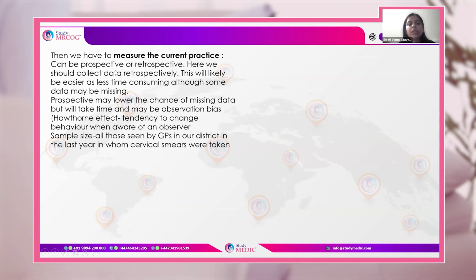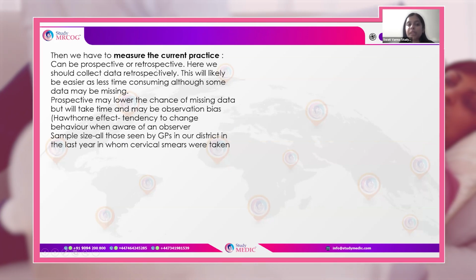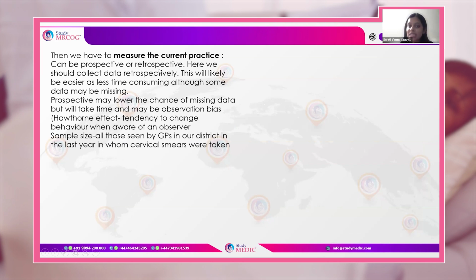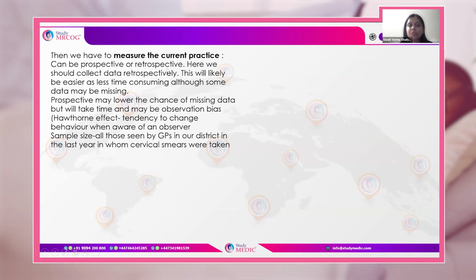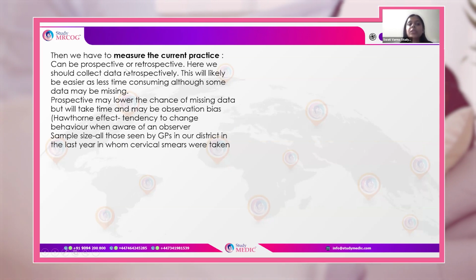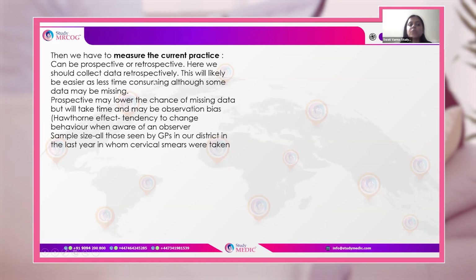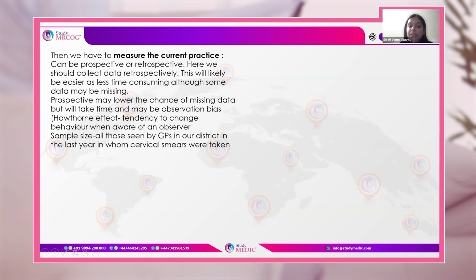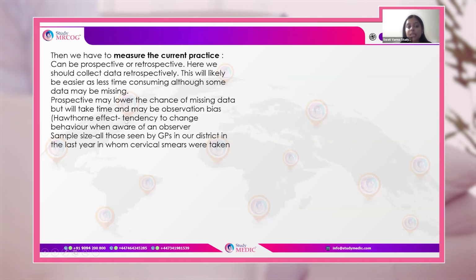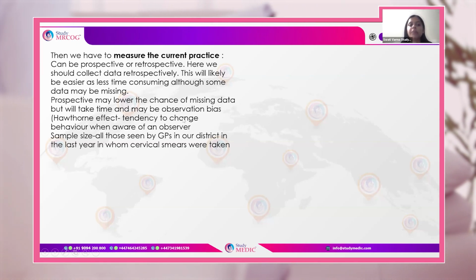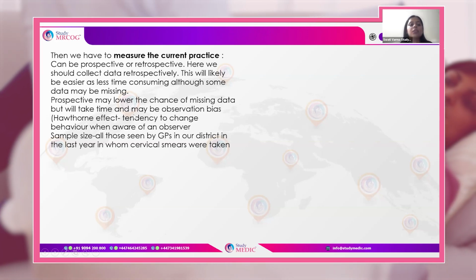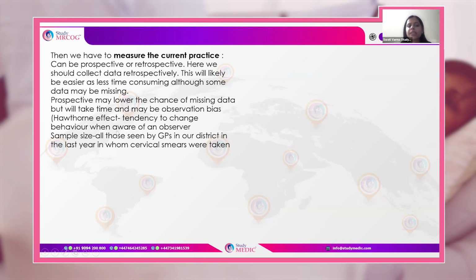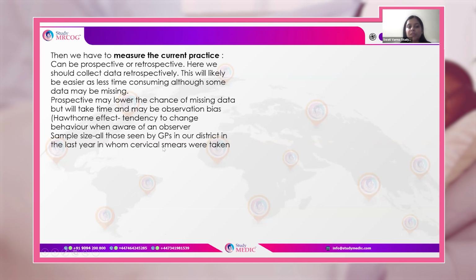Your audit may be prospective or retrospective. You can also tell the difference between these. Here we should collect data retrospectively because it will be easier and less time consuming. Prospective may lower the chance of missing data, but definitely it will take time and may cause observation bias. The Hawthorne effect is there: the tendency to change behavior when aware of an observer.